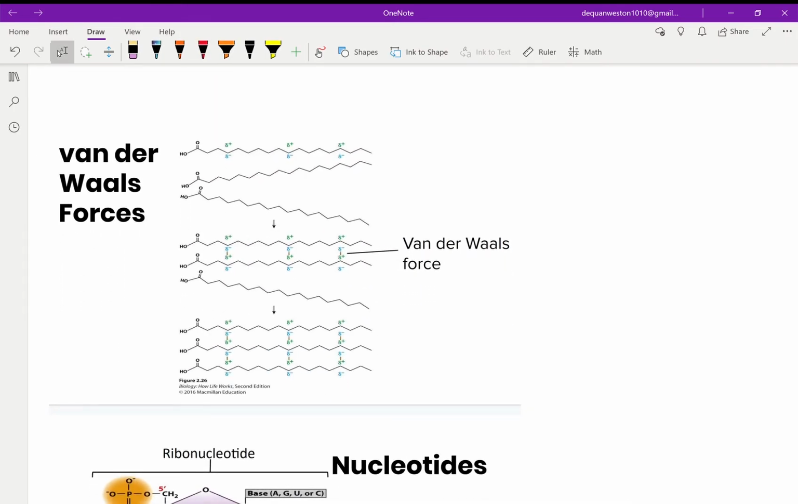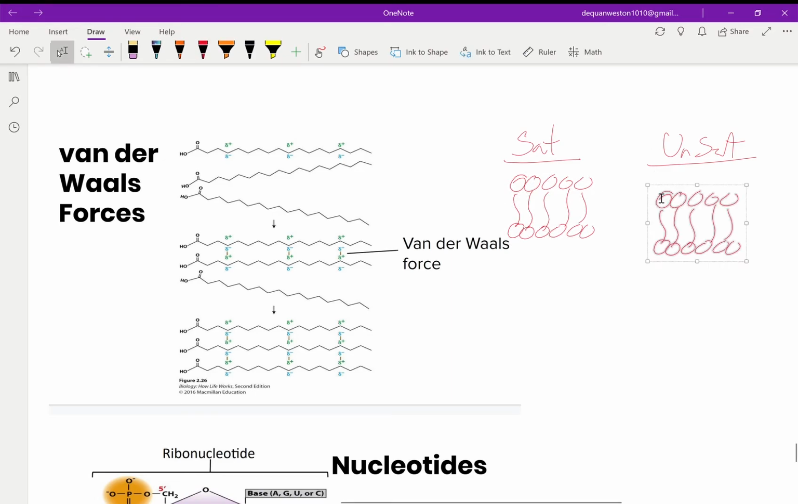Okay, so when we get to lipids and the actual cell membrane, you have saturated fats and unsaturated. So I'm just going to put sat and unsat. So saturated fats will look something like this. Okay, I drew this super janky, but it'll explain it.